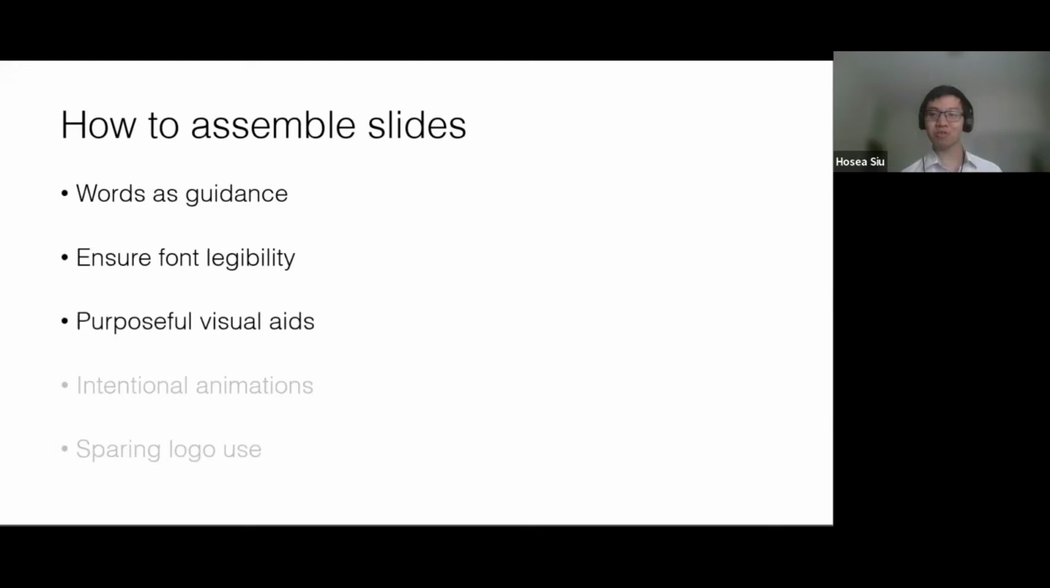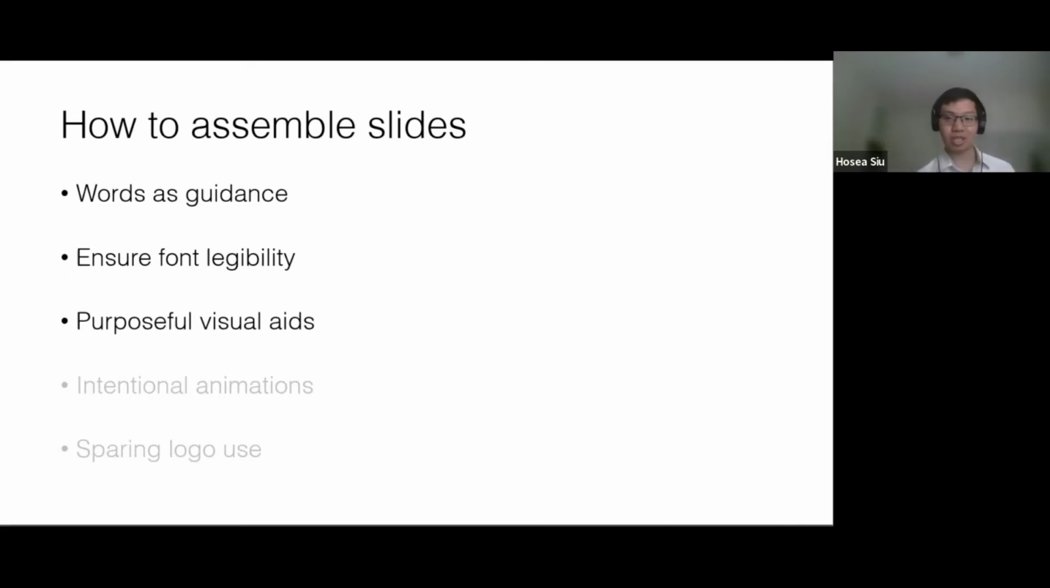You should use purposeful visual aids. You should have a reason for every visual aid that you put on your slides. So I chose the pictures earlier very intentionally because I think that together they form a good way for you to remember the four heuristics.